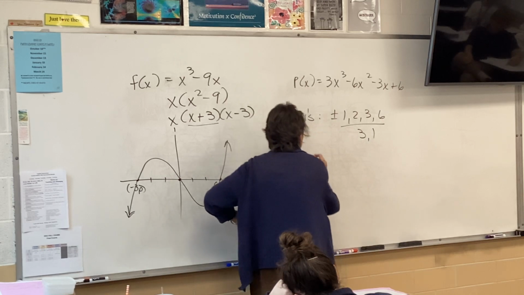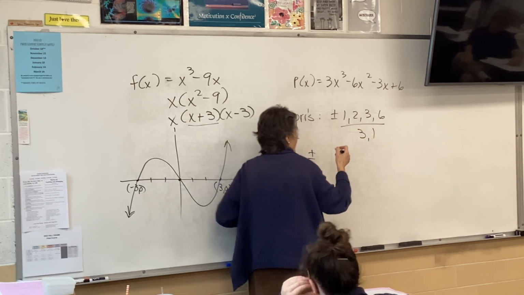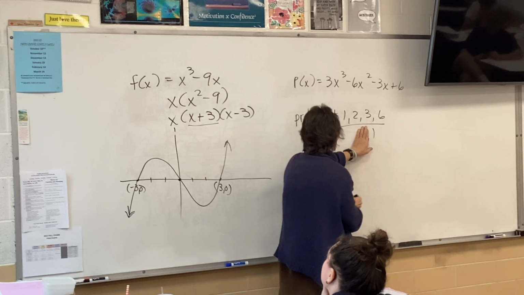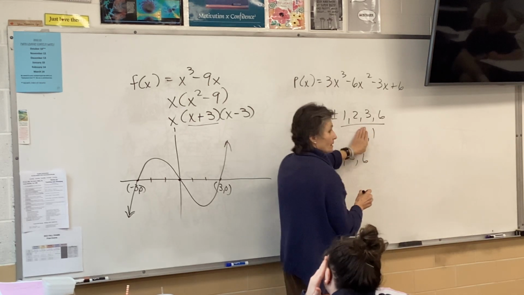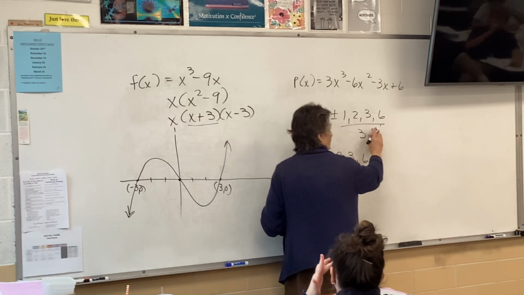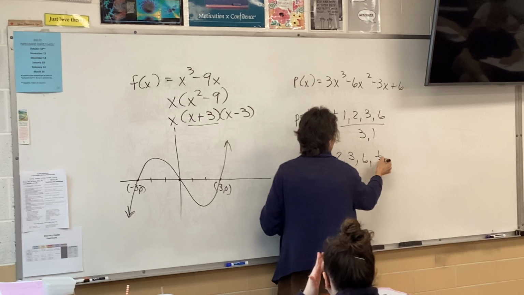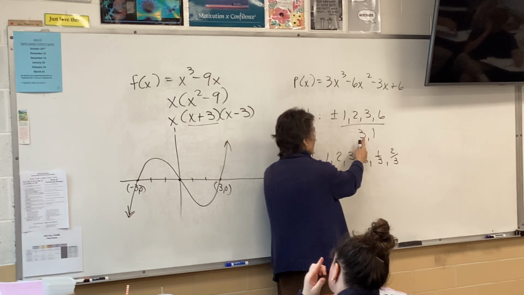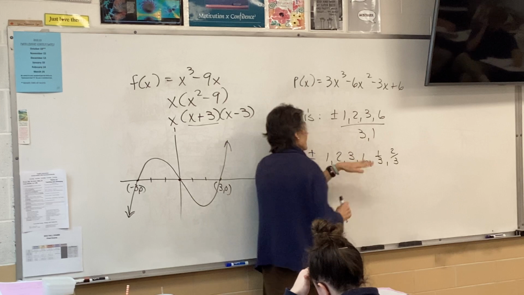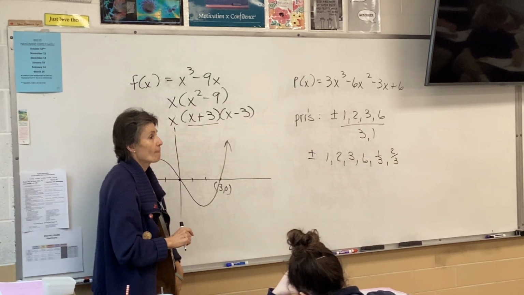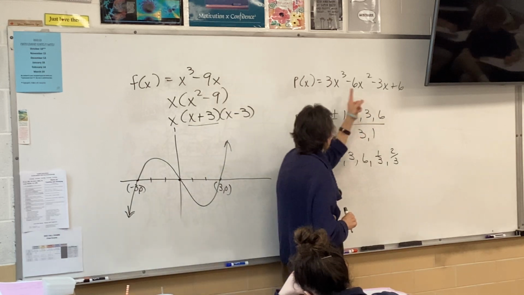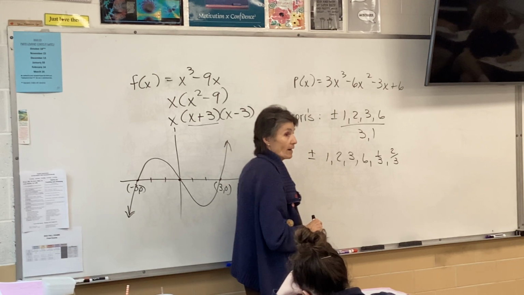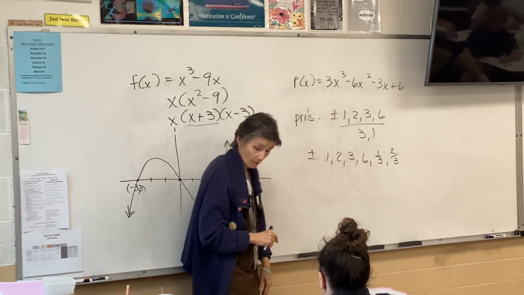Now, when I list these, I have to do every combination. So I like to do one group at a time. So 1 over 1, 2 over 1, 3 over 1, 6 over 1. Well, isn't that just 1, 2, 3, and 6? If they're over 1? But what if they're over 3? Well, then I have 1 over 3, 2 over 3. Now, 3 over 3 is 1, and I already have it. 6 over 3 is 2, and I already have it. So there's my list. Where did the 3 come from in the denominator? Factors of last over factors of first. Right? So those are my PRRs.